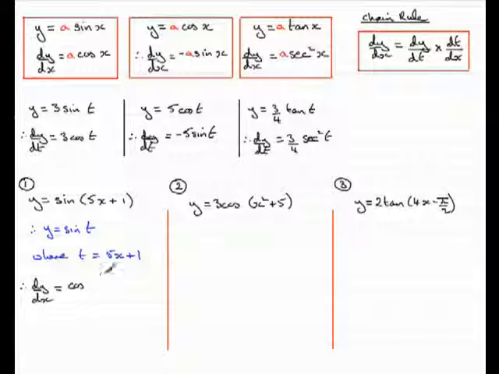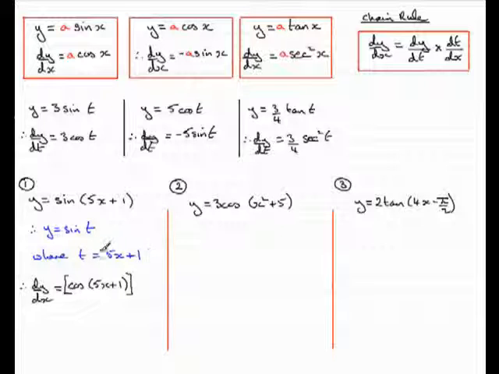But I'm not going to write the t because I know that t is 5x plus 1. So write that in brackets, 5x plus 1. Now it's very important with functions like this that you put this in its own brackets as well. So we'll put that in square brackets. So we've done the dy by dt bit. Now we've got to multiply by dt by dx.